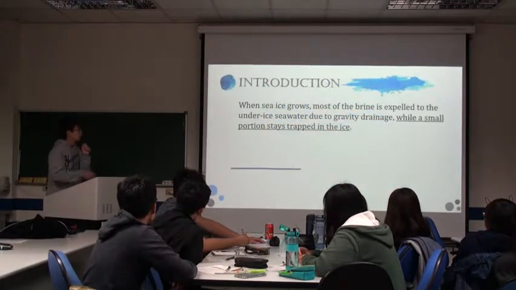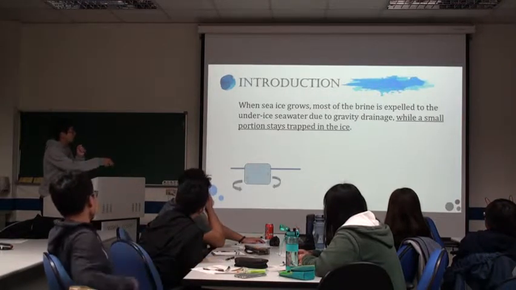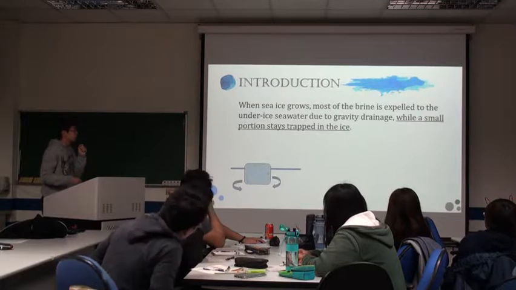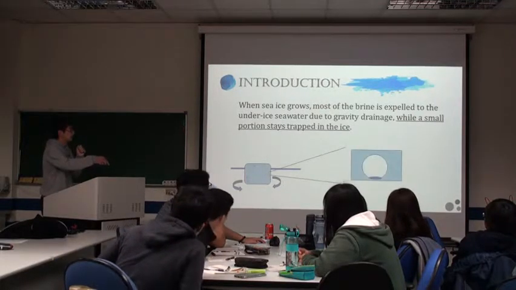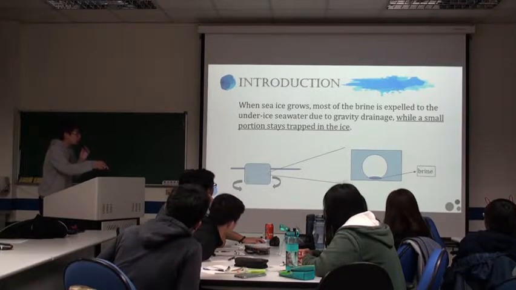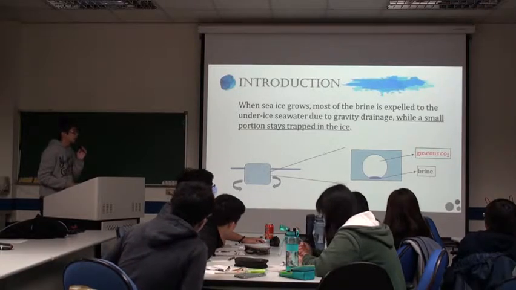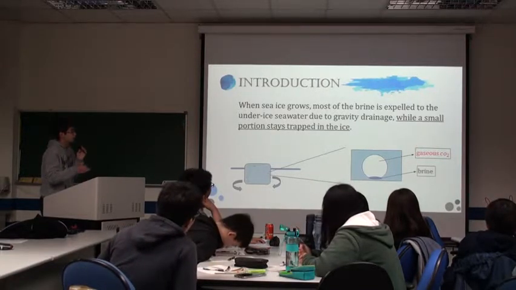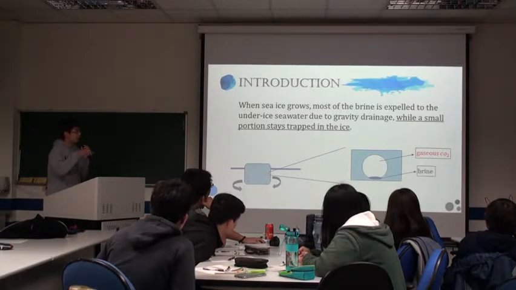Introduction. When sea ice forms, most of the brine is expelled to the under-ice seawater due to gravity drainage, while a small portion stays trapped in the ice. But not only the brine, but also the gaseous carbon dioxide stays trapped in the ice. And compared to brine, the impact of gaseous carbon dioxide on DIC measurement is greater.